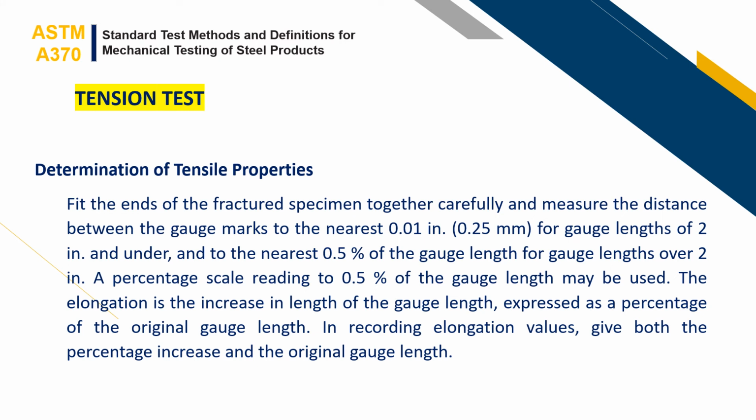Now, fit the ends of the fractured specimen together carefully and measure the distance between the gauge marks to the nearest 0.01 inch or equivalent 0.25 millimeters for gauge lengths of 2 inches and under, and to the nearest 0.5% of the gauge length for gauge lengths over 2 inches. A percentage scale reading of 0.5% of the gauge length may be used. The elongation is the increase in length of the gauge length, expressed as a percentage of the original gauge length. In recording elongation values, give both the percentage increase and the original gauge length.